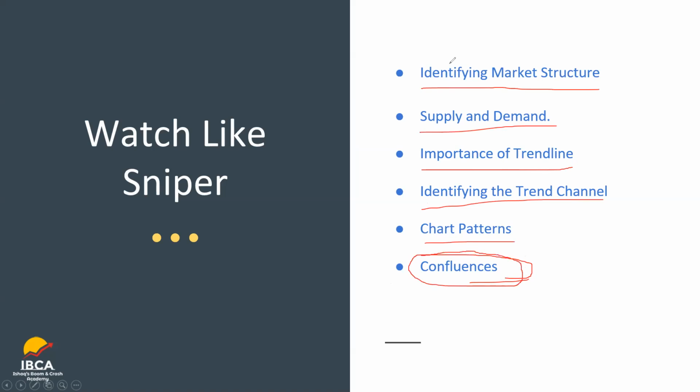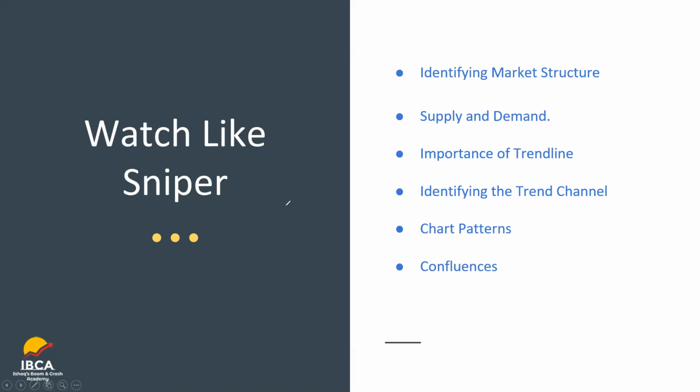Now, what is confluence? Can anyone tell me what is confluence? Do you have any idea about the confluence? Yes, sir. All right, go ahead. For example, we draw a SNR. Okay. And there is a trend line. Where both cross each other, it is called a confluence area. So high probabilities the market can bounce back from those areas. Perfectly right. You have understood very well.